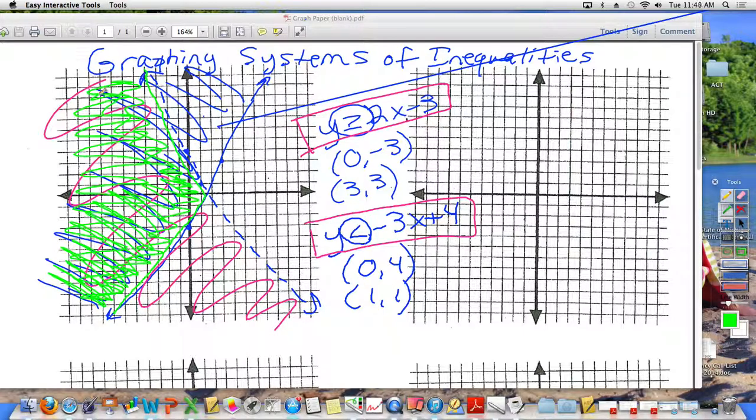Now, some of you don't need to do the double shading. Some of you will be able to immediately locate the part of the graph that should be double shaded. But if you need to do shading on top of shading, then you are certainly welcome to do that. All right, something else that I need to show you.